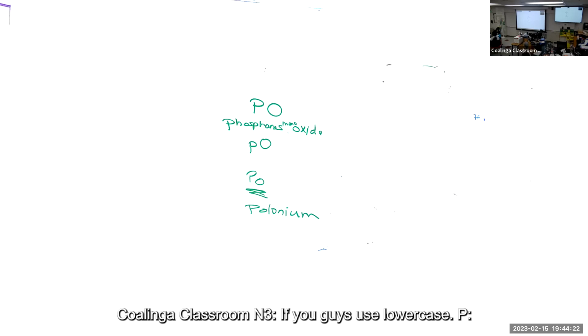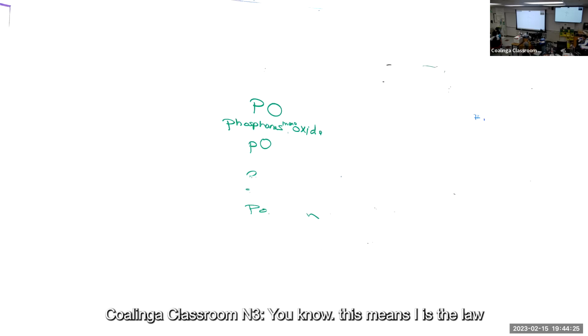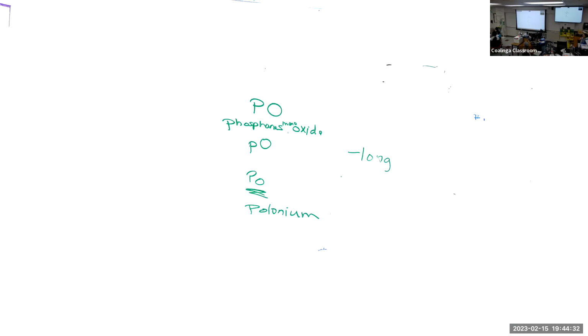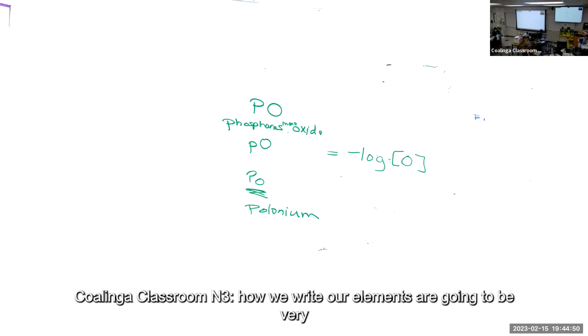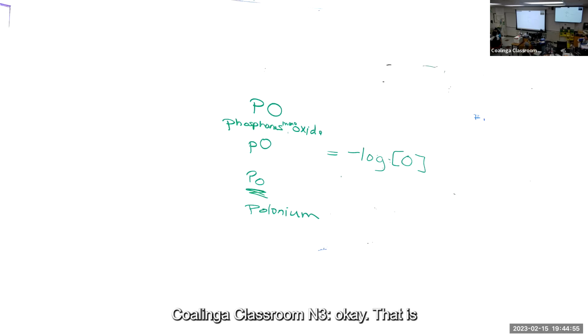If you use a lowercase p, this means minus the log concentration of oxygen. That's what that is. It means something entirely different. So it's important that we write what we're trying to write. How we write our elements is going to be very important. Questions?